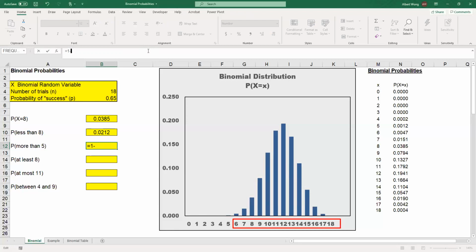So we say binom.dist, 5, because we want to calculate the probability up to 5. 18 is the number of trials. 0.65 is the probability of success. And 2, because we want the probability to accumulate from 0 to 5. Okay, so that would be the function that we want to enter in order to calculate the probability, right?